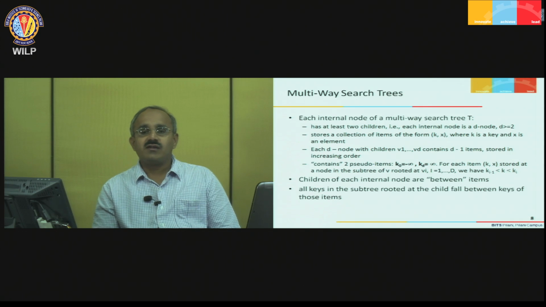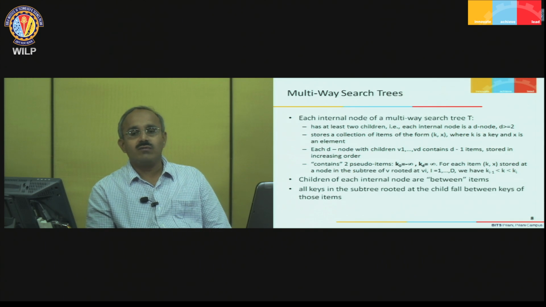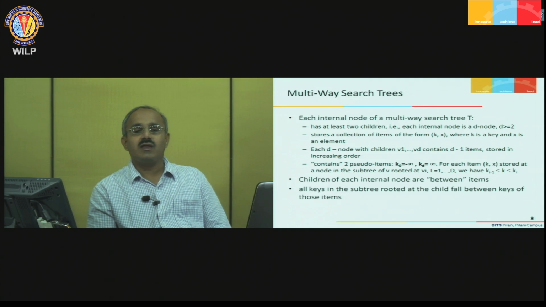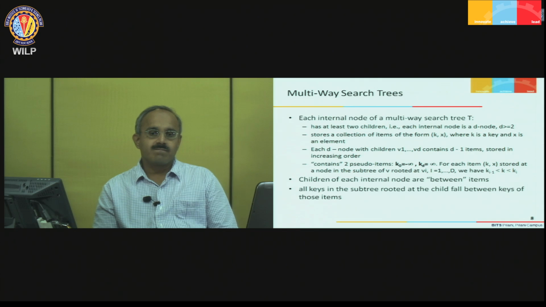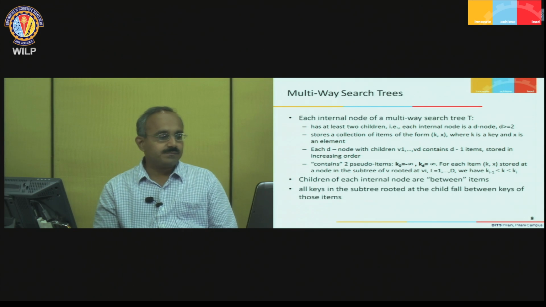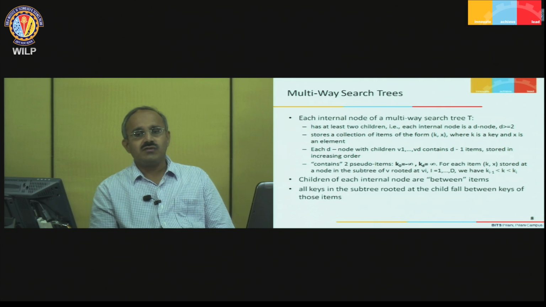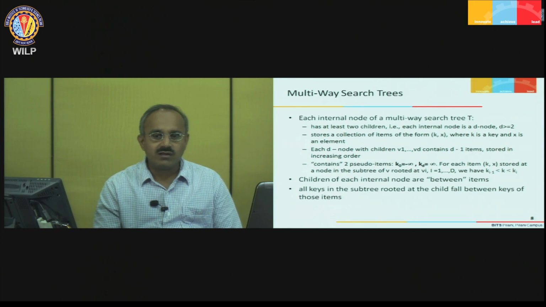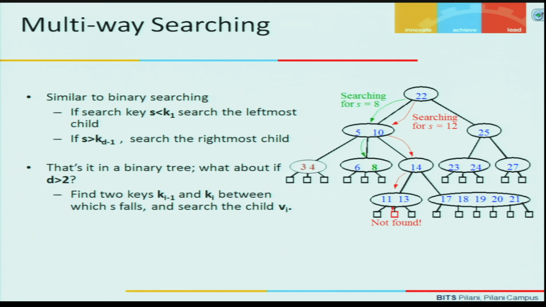So, for each item k x stored at a node in the subtree of V rooted at V i, we have k i minus 1 is less than k is less than k i. So, this tries to generalize the binary search tree property. We will look at an illustration of the definition, and probably all these 4 points are going to be more clear once we look at an illustration. I am going to look at an example of a multi-way search tree.